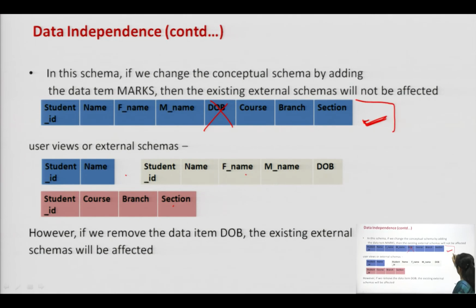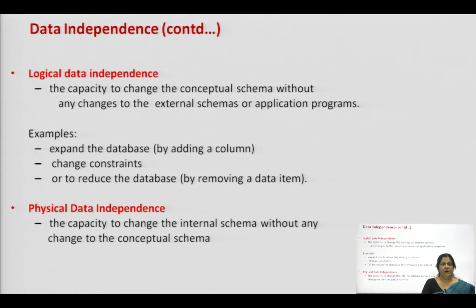Similarly, let us say I add one more column over here, which is the contact number. I have added this column, and it is not making any difference to any of the existing external schemas. It may be used in the other schemas. So, this is what logical data independence is. Now, what is physical data independence?